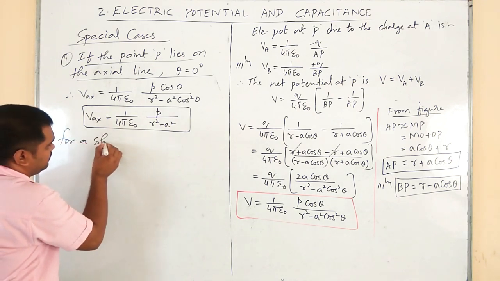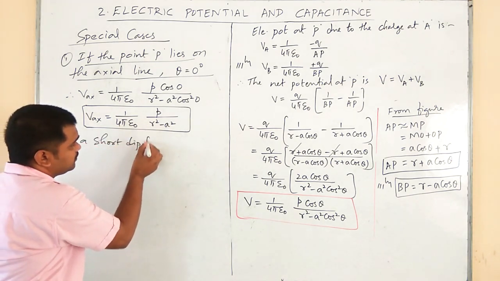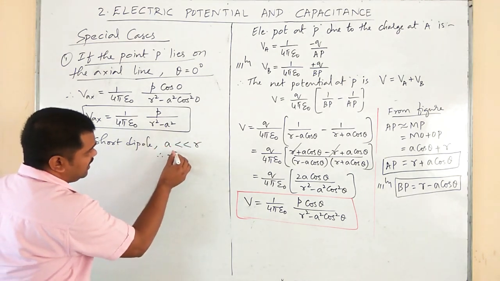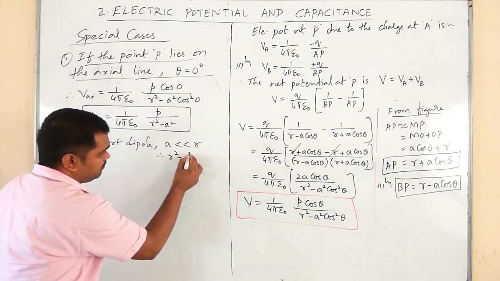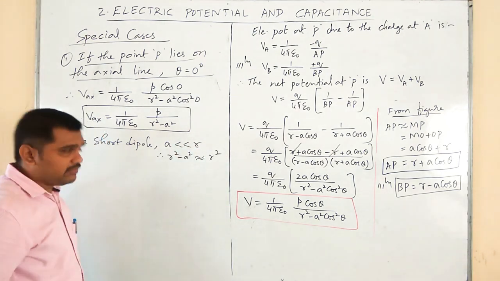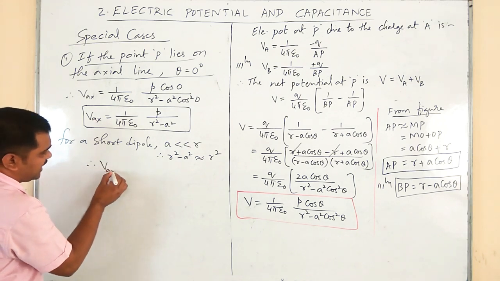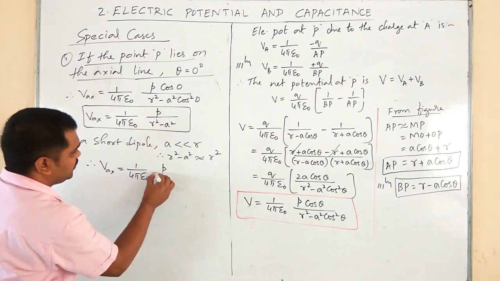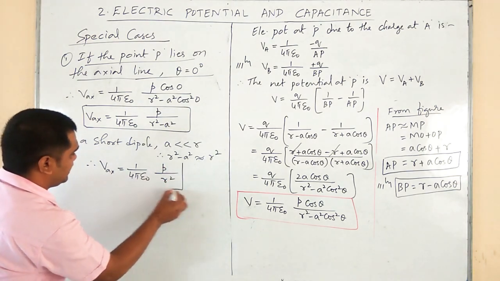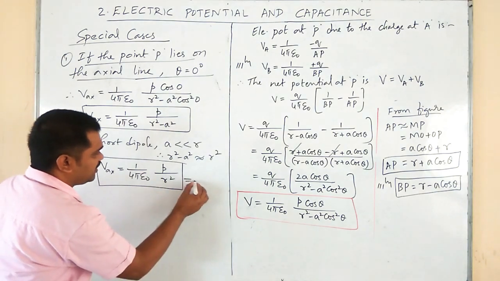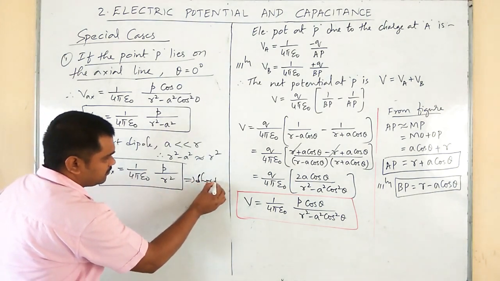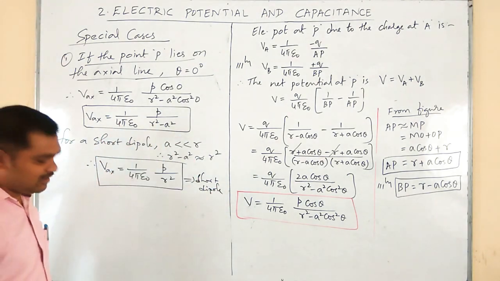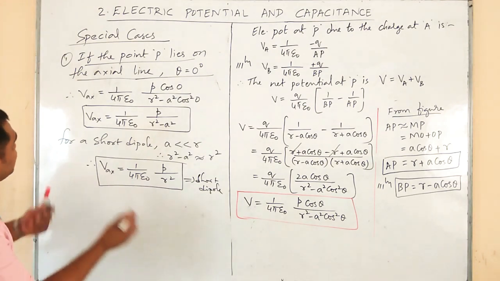For a short dipole, you know that A is very much less than R. Therefore, R square minus A square is approximately equal to R square only. Therefore, V axial will become 1 upon 4 pi epsilon naught, p over R square. This is the expression for electric potential due to a short dipole if the point lies on the axial line.